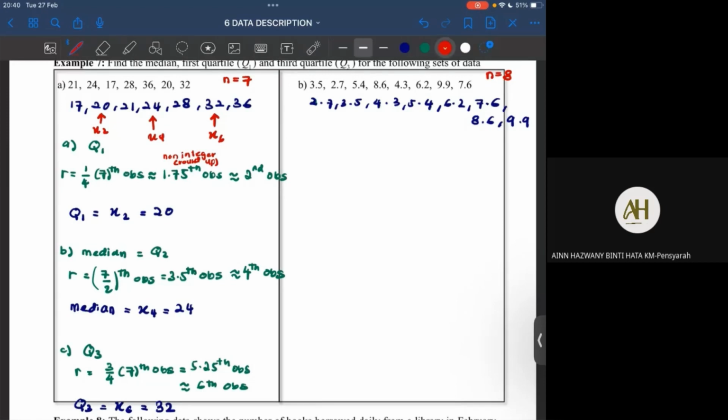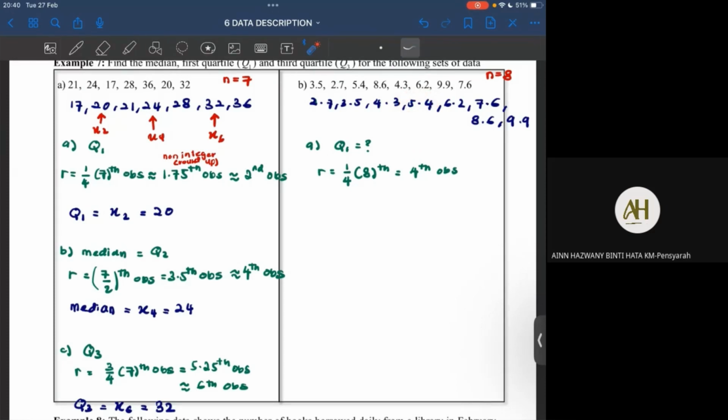Okay, so saya cari satu je. Saya cari Q1 sahaja dekat sini. Kita nak cari Q1. So we have to find our observation first. So Q1 ialah 1 over 4 multiplied by our N. So 8. So 8 divided by 4, we have 4th observation. Tetapi hati-hati, ini bukan observation, jawapan dia bukan observation yang keempat.